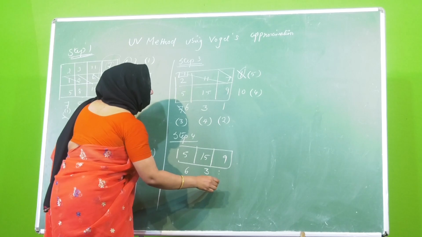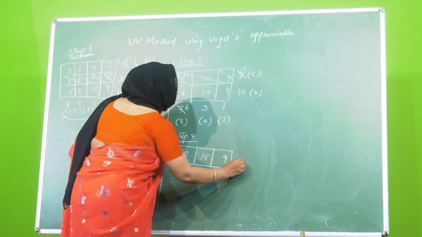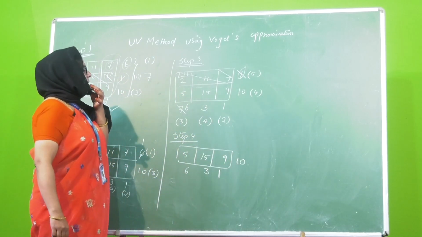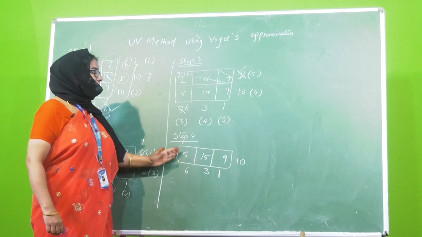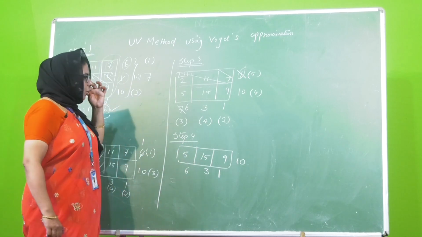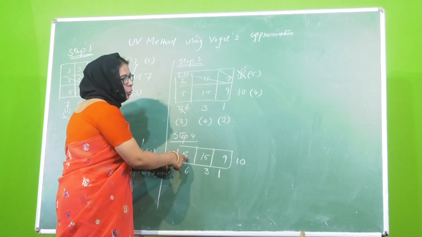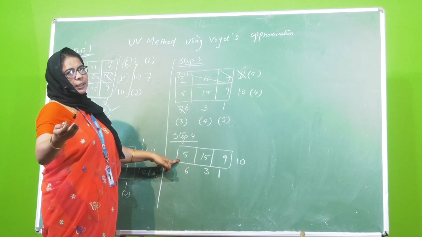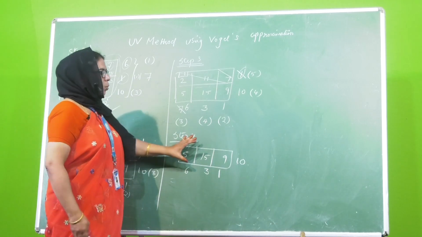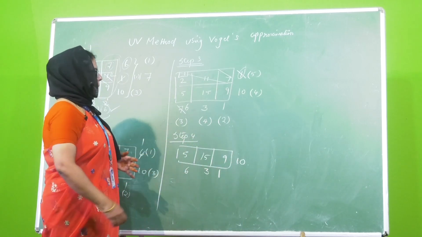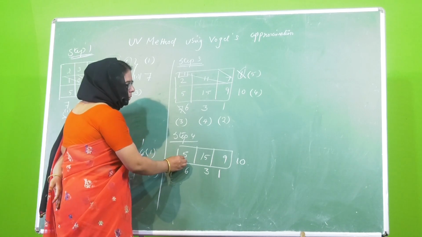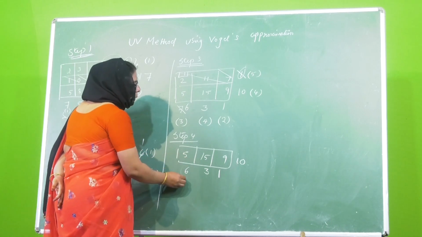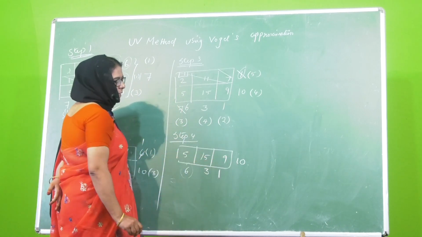6, 3, 1, 10. So only one row and 3 columns are there. So obviously which is the least element? No need to find the differences because only one row is there. So 5 is the least value. So the column value is 6, the corresponding row value is 10.